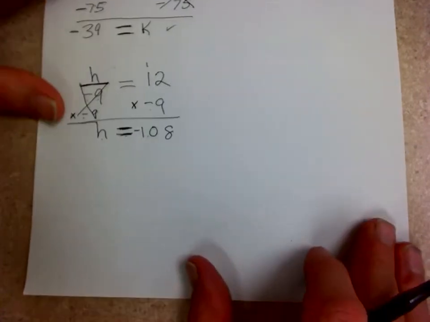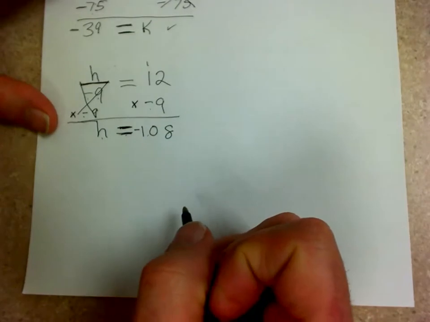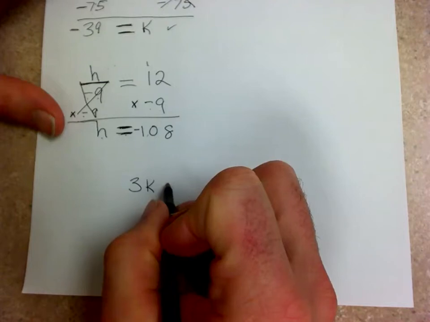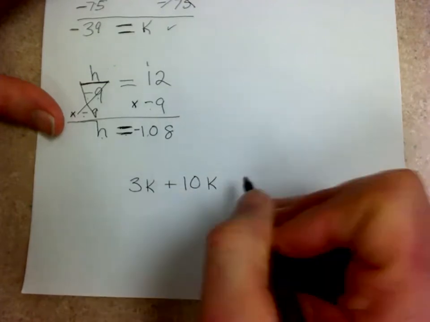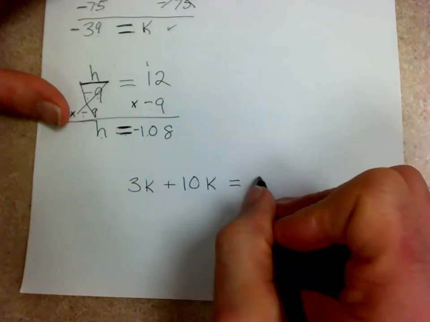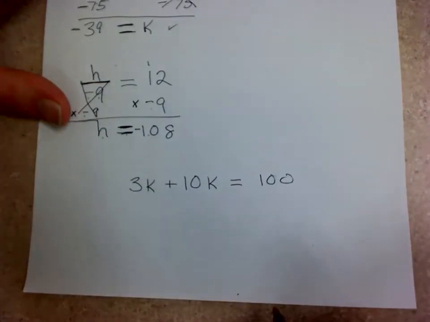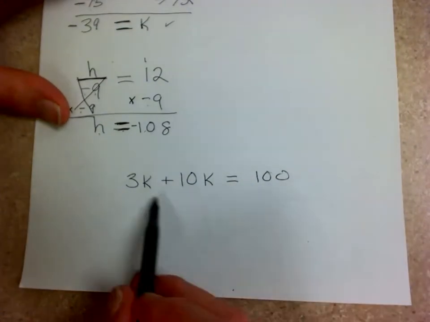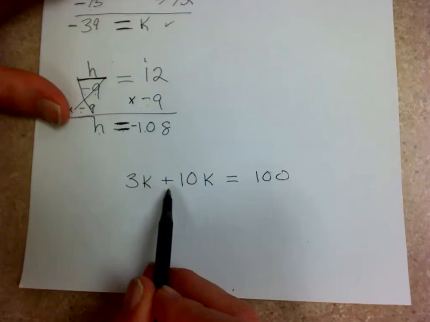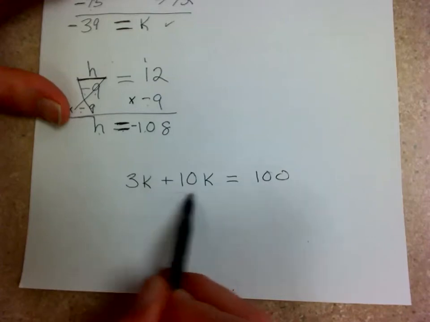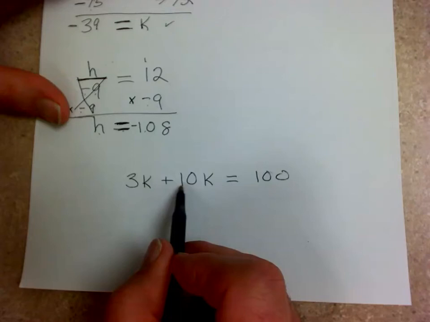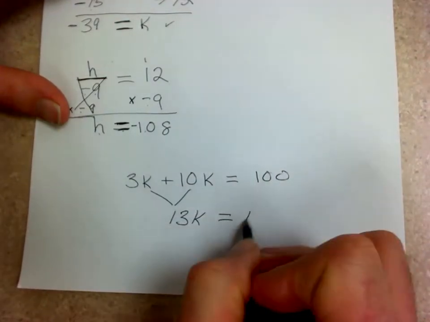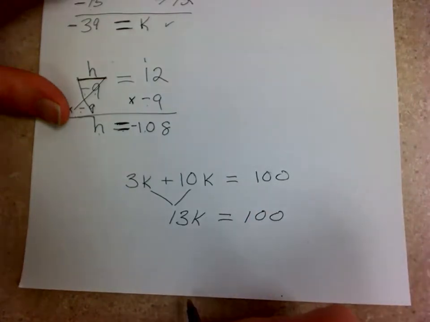The last version here we want to look at, example number 3. 3k plus 10k equals 100. What we should notice is different about this is we have some like terms together on this side. This goes back to what we've done in the first 3 chapters. Anytime we have this kind of a setup, 3k plus 10k, we know we can group those and rewrite that as 13k. We can add those together.